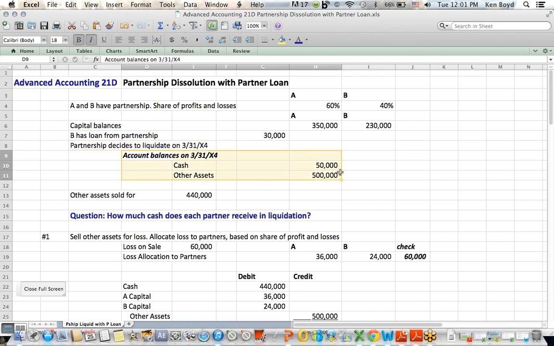And on that date, we have two other balances. We have a cash balance of $50,000, and the balance in an account called other assets is $500,000. And the student was told in the question that the other assets are sold for $440,000, so obviously creating a loss. The question the student was asked was, how much cash does each partner receive in liquidation?